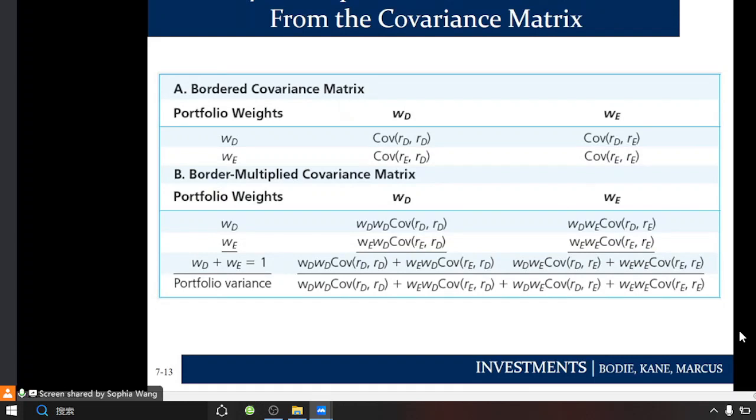Okay, next. After we get the relationship between stock D and E, we can calculate in this table. This is something like a covariance matrix. You should calculate the covariance between all the stocks, because in this case it's a simple one, only 2 assets.